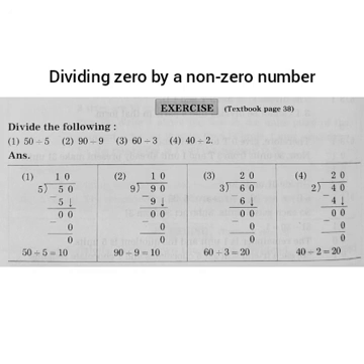0 divided by any non-zero number is 0. So write 0 in the units place of the quotient. So 60 divided by 3 is equal to 20.